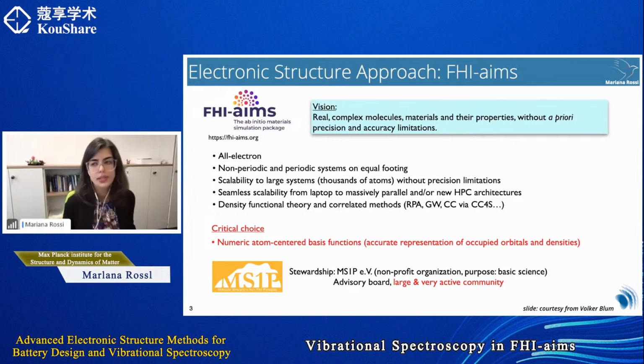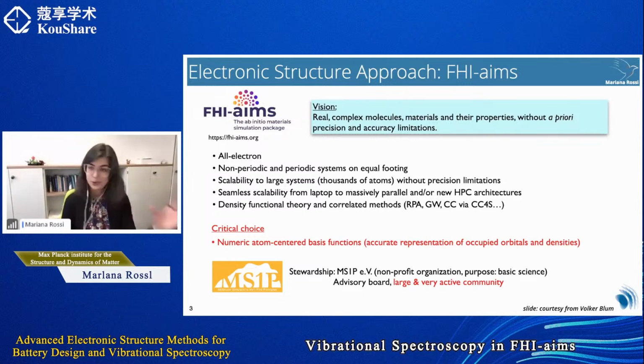The last thing I want to mention on this slide is that nowadays the stewardship of the code is hosted in a non-profit organization called Molecular Simulations from First Principles. The purpose of the organization is to support basic science and to support the code. The advisory board of the organization is made up of myself, Matthias Scheffler, and Volker Blum. Volker Blum is also the person that made the slide originally that I am showing you today, and he's also the person that wrote the first line of this code almost 20 years ago. He continues to do a lot for the implementations and the coordination of the code, of course.